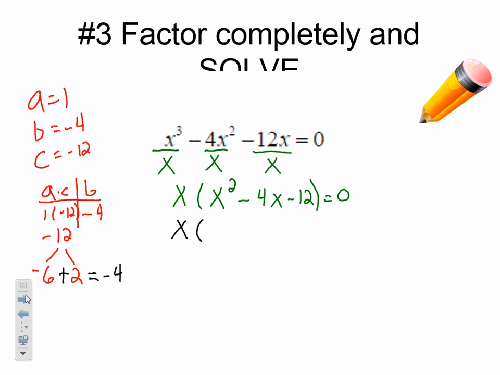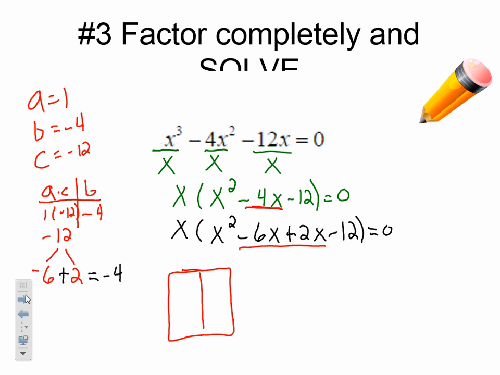So I get x squared minus 6x plus 2x minus 12 equals 0. We just double check. This right here equals this, so we're good there. We have 4 terms. We're going to plug it into our box, and we're going to get x squared minus 6x plus 2x minus 12.